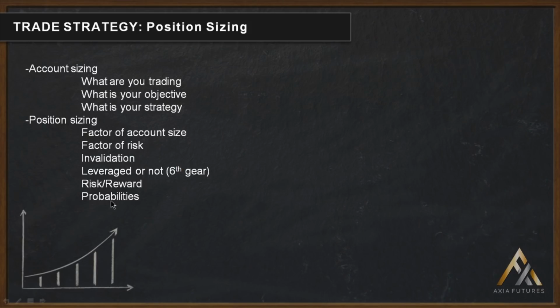How much reward are you getting for how much risk? If there's a golden opportunity and you can make 4x or 5x or 6x, whatever it might be, then it might be worth taking on that risk, putting on a slightly bigger position because you're getting the potential reward. And then lastly, the probabilities, and this is the real key.